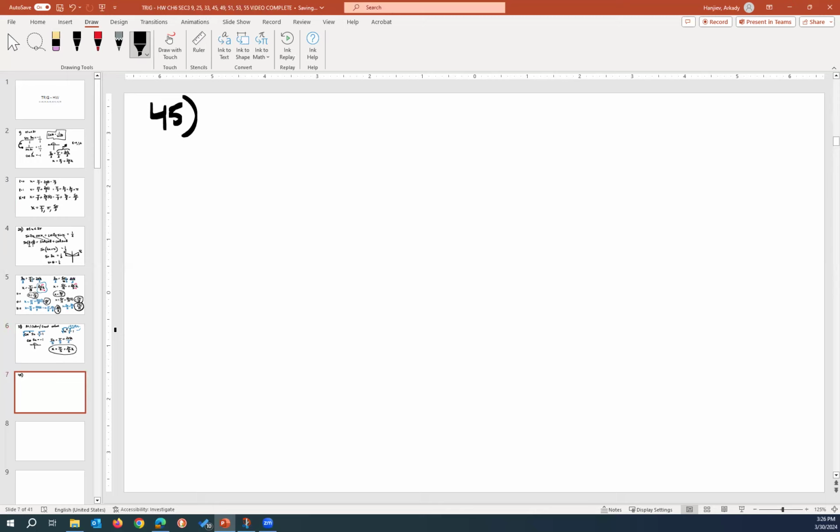All right, number 45 says find all solutions from 0 to 360 degrees for theta. Oh, well, now we're in degree measurement. When necessary, round answers to the nearest tenth of a degree. So I think I'm going to use my calculator here. I'm just thinking, if that's the case, maybe I might have to use the quadratic formula here. We'll see.